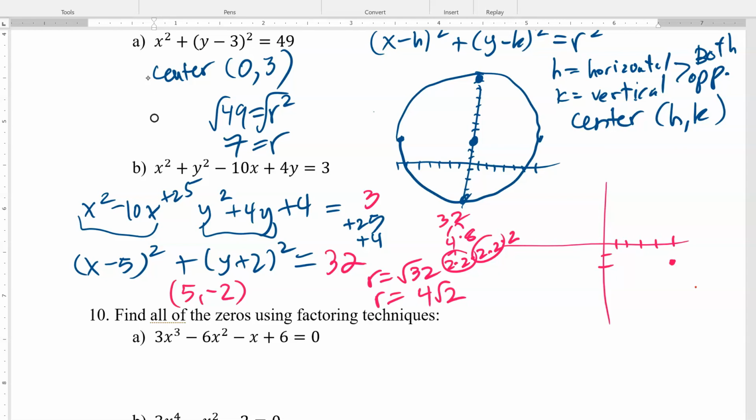I'm not exactly sure how far that is right and left. I know it's between 5 and 6, so I could kind of sketch it. 1, 2, 3, 4, 5, and 6. I'm not as worried about that, but this distance right here is basically 4 root 2.